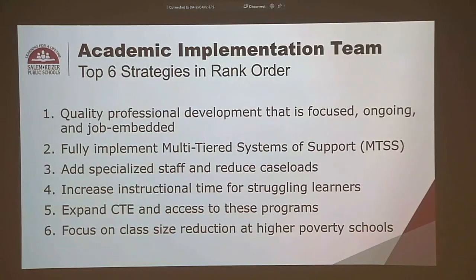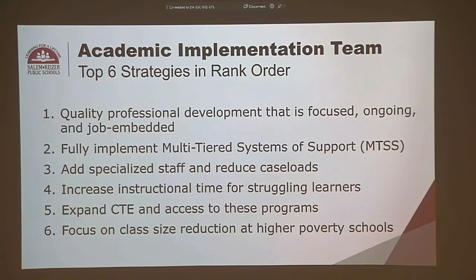We heard from the team about adding specialized staff specifically to reduce caseloads. And this is something we heard from this team, and you'll hear this again from the socio-emotional teams as well, about the need to add specialized staff, particularly for our special education teachers, but other teachers as well were mentioned.